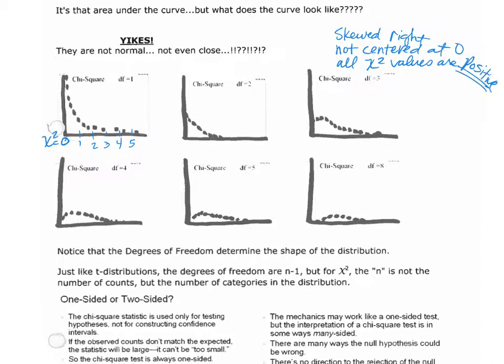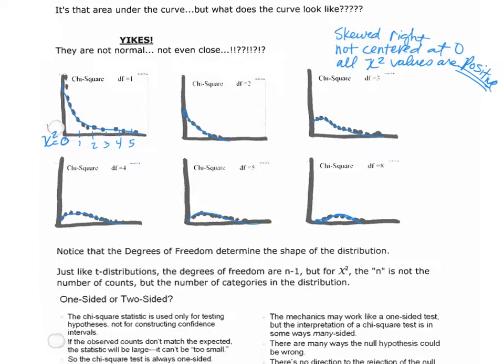Now, let's take a look at how these change. Degrees of freedom will determine the shape of your particular curve. So degrees of freedom 1 looks like that. 2 kind of looks like that. You can see as we get degrees of freedom 3, 4, and 5, they're actually kind of becoming a little bit more what? Normal. Yes.